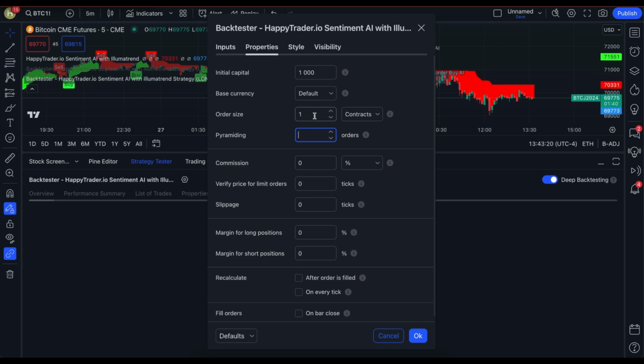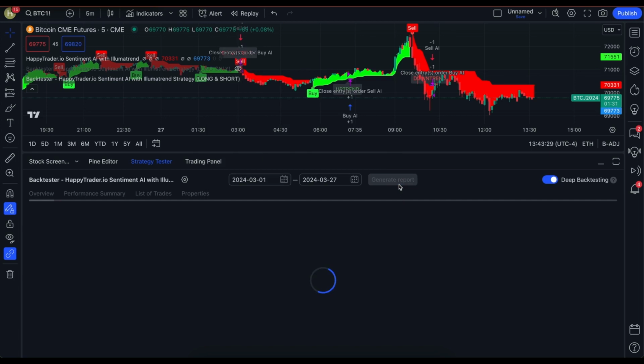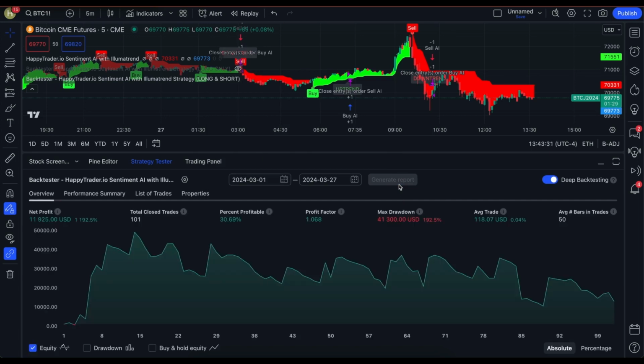That's not how we're backtesting Happy Trader. We just keep it simple and rudimentary, signal to signal. We're just going to do one single contract, and let's see what we have here. We're going to generate it. And looks pretty choppy is the first thing that I'm really noticing.